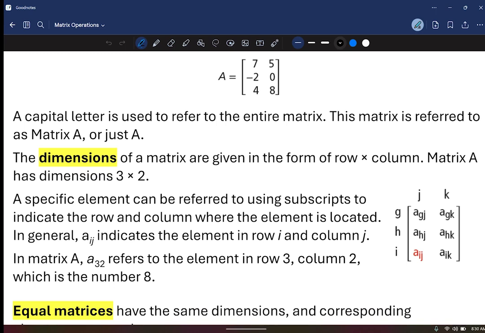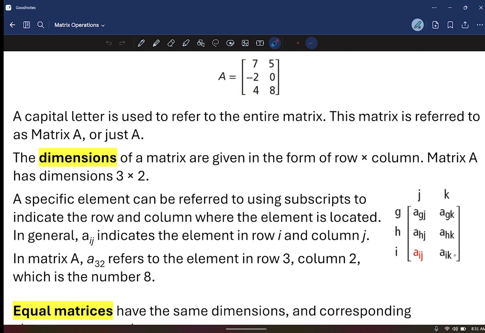In this lesson, we're going to talk about some basic matrix operations. A capital letter is used to refer to the entire matrix, and this matrix is referred to as matrix A, or just A. The dimensions are always row by column. This is 3 rows, 2 columns, so this is a 3 by 2.